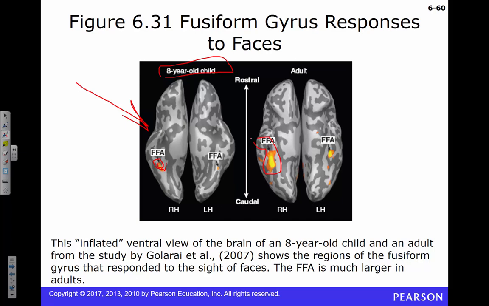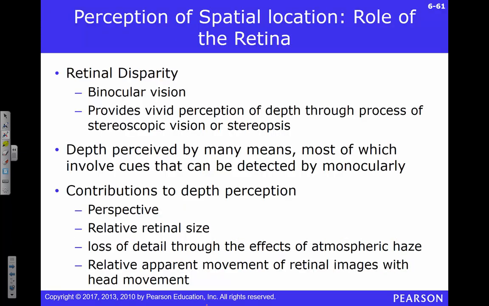How many faces have you seen when you're 8 compared to when you're 28? A lot less, right? So you don't have as much experience with faces, and so maybe you're not as good at discerning who people are based on their faces. But when you get older, you get better at that. So you can actually practice and study there.